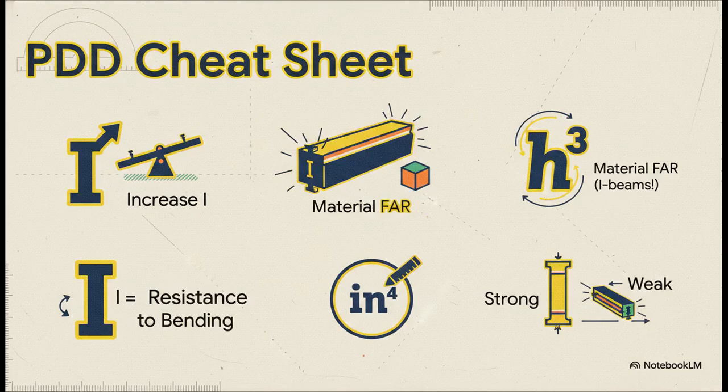Number 1, moment of inertia, or I, is just shape stiffness. Number 2, to fight deflection, you gotta make I bigger. 3, the golden rule is farther is better. Put your material far from the center. 4, the superpower is that depth is cubed. Doubling the depth gets you 8 times the stiffness. And finally, watch out for the traps. Always check the bending axis, strong versus weak, and only pay attention to area moment of inertia. Got it? This is your key.